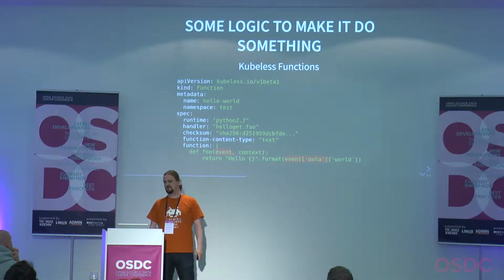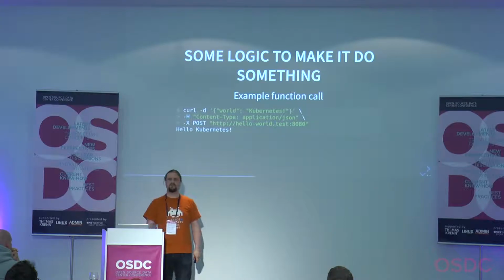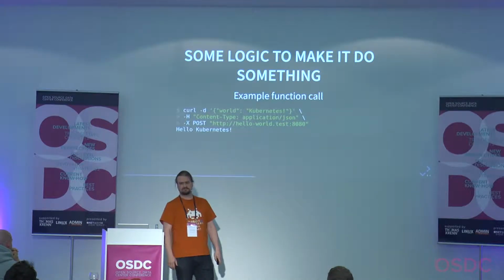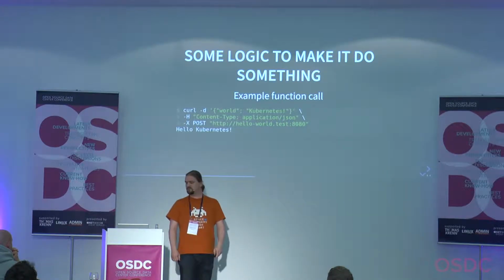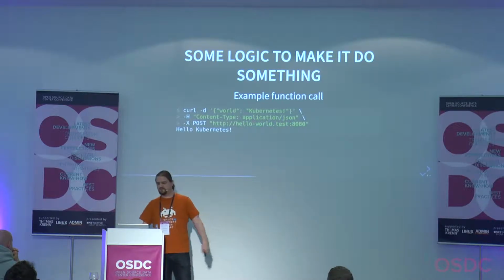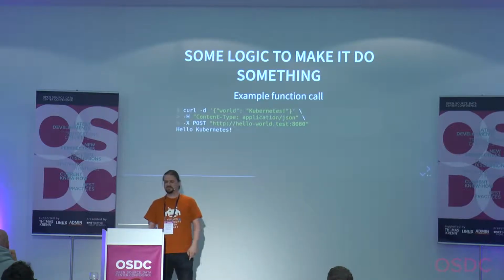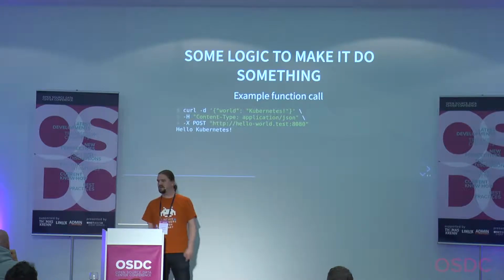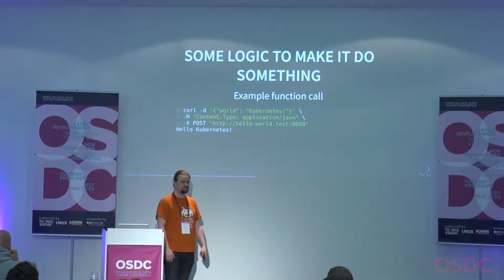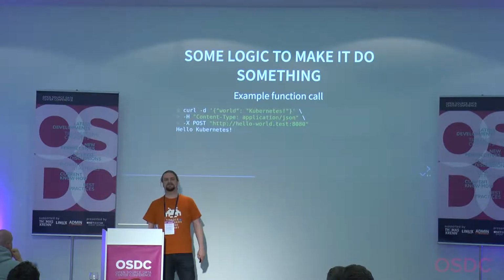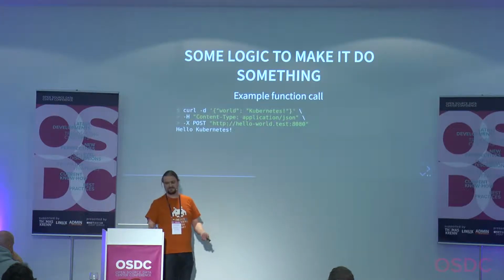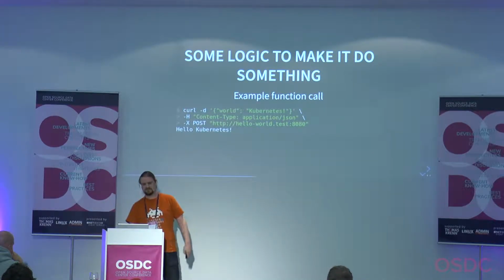So how does it look like? Well, we can just use curl to test our function. In this case, we use curl to call it with some JSON data where the world field just contains Kubernetes, and, well, call our function in the test namespace, and we get what we expect, hello Kubernetes. So that's our function. I hope you can imagine, based on this, you can implement a lot of logic with that, a lot of code, depending on what you actually need.